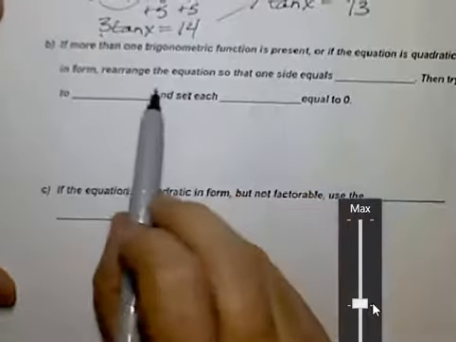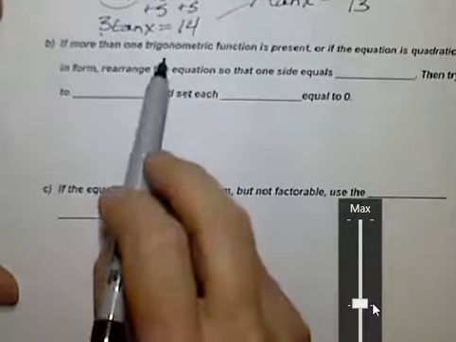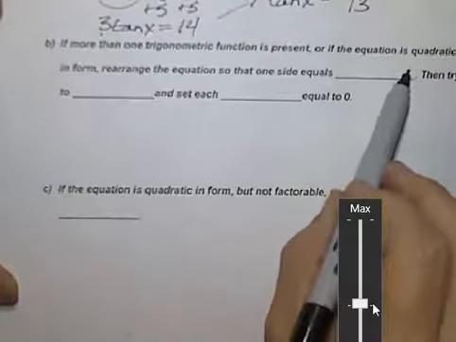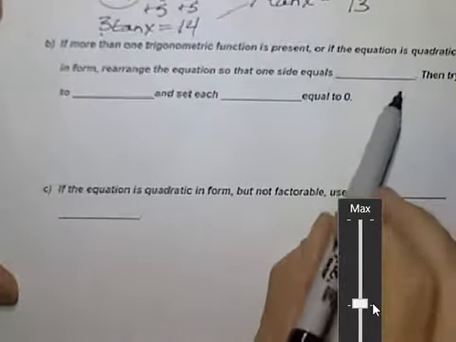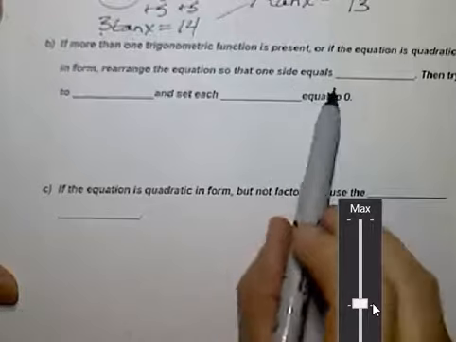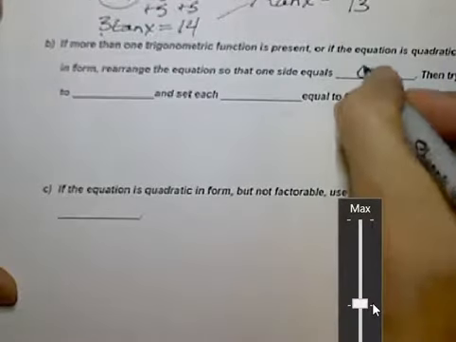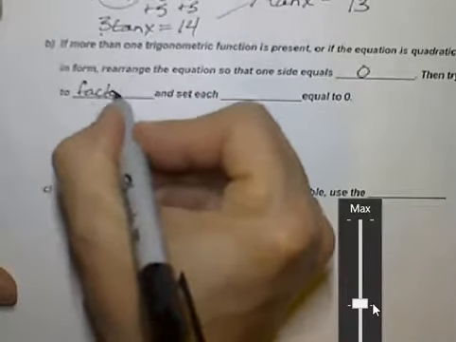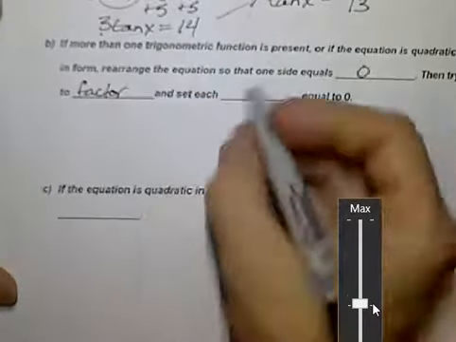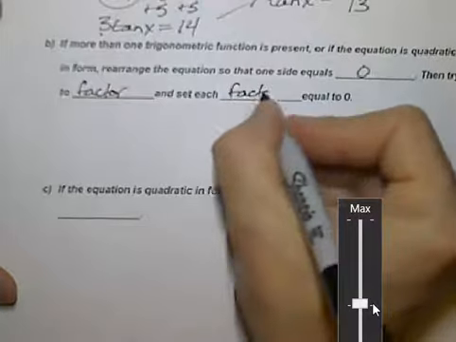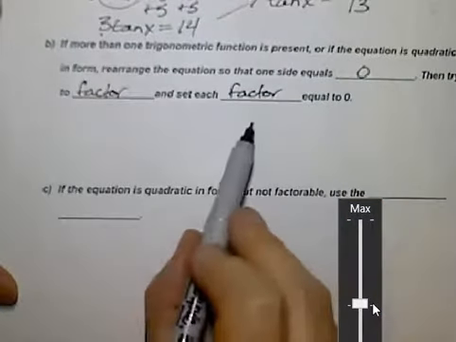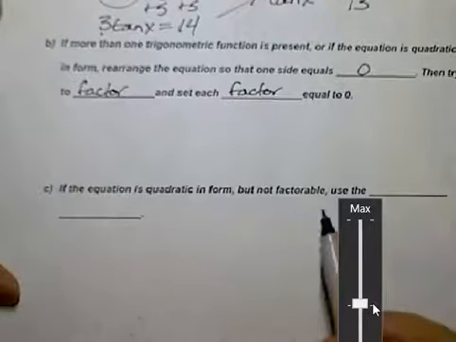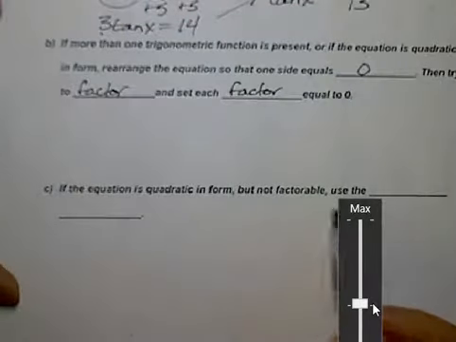Then the next hint is that if you have an equation with more than one trig function, or if you have an equation that's quadratic in form, then what you want to do is rearrange the equation so that one side is equal to 0. Then you're going to try to factor the other side and set each factor equal to 0. Just like what we did in algebra when we had a quadratic equation that we could factor, and then we set each factor equal to 0.